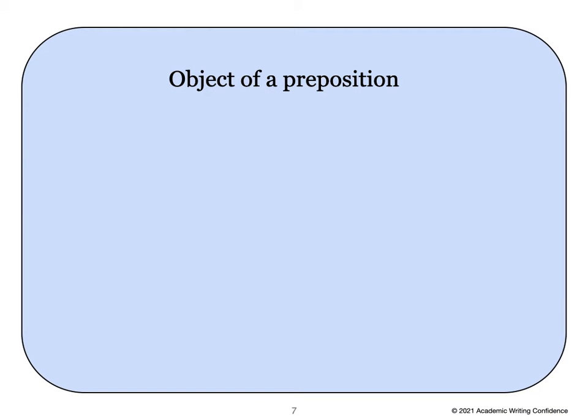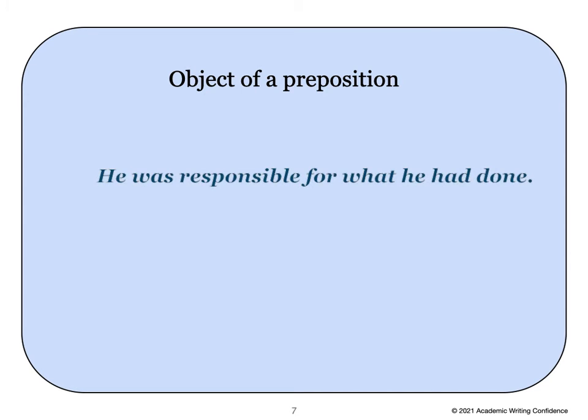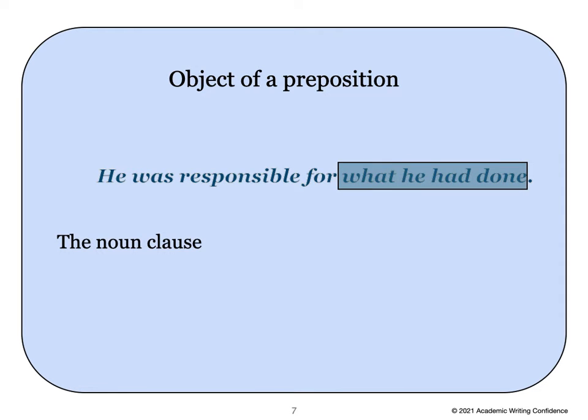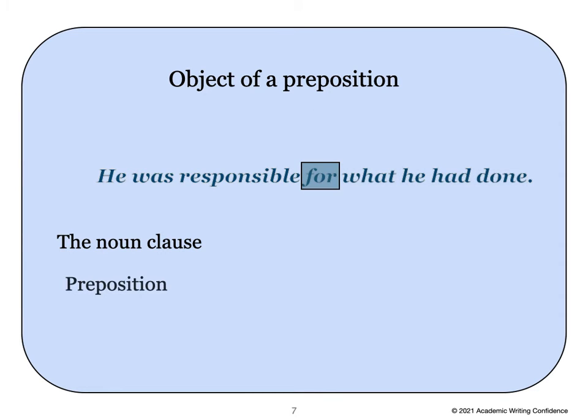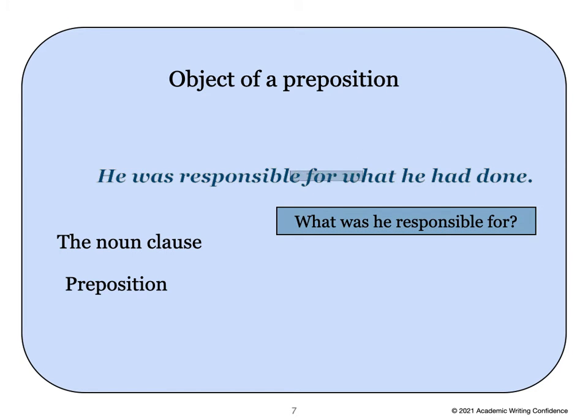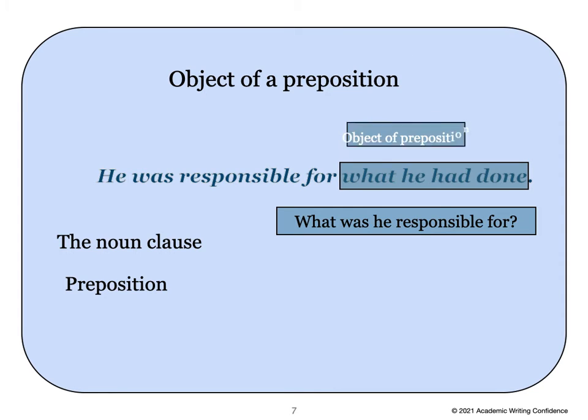A fourth way that a noun clause can be used is as an object of a preposition. He was responsible for what he had done. Here, the noun clause is what he had done. The preposition is the word for. What was he responsible for? He was responsible for what he had done. The object of the preposition are the words what he had done.